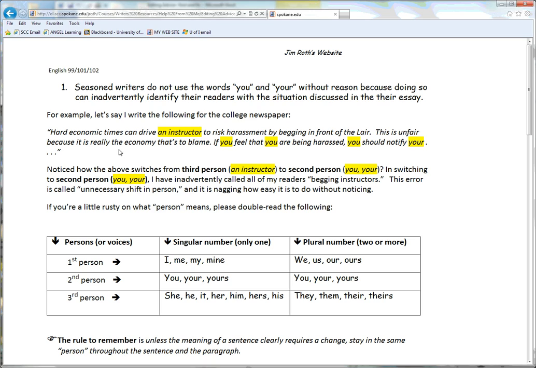This is unfair because it's really the economy that's to blame if you feel that you are being harassed. So suddenly I went from an instructor, which is a he or she, to you, which is second person. And you can see where this might become a problem. Let's say I'm writing about reformed criminals and how there are lots of opportunities out there, and then I continue the paragraph. So if you want help, you should call. Well, I've just called all my readers reformed criminals, so that's why second person is avoided. Just stay with instructor, he, she, if that's your choice.